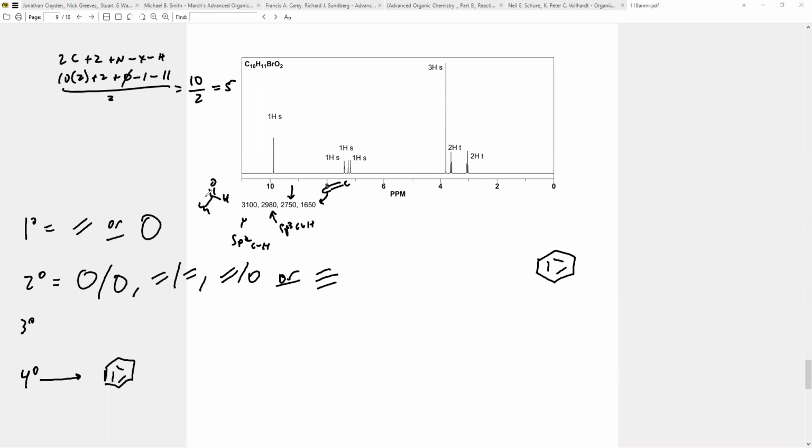Remember, you don't need to look in IR to prove there's an aldehyde. Just look at your NMR, right? If you have a 1H singlet, a 1H anything, not a 1H singlet, my bad, it's because it says singlet.